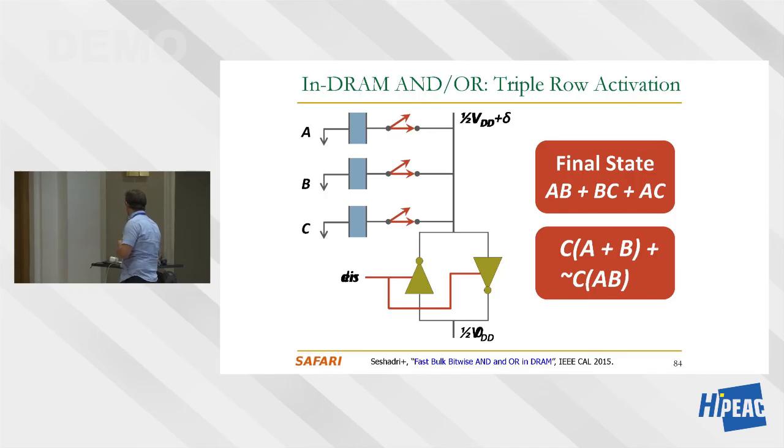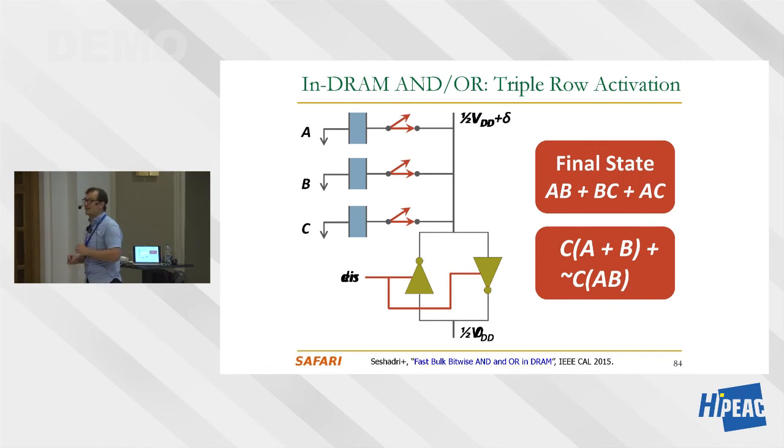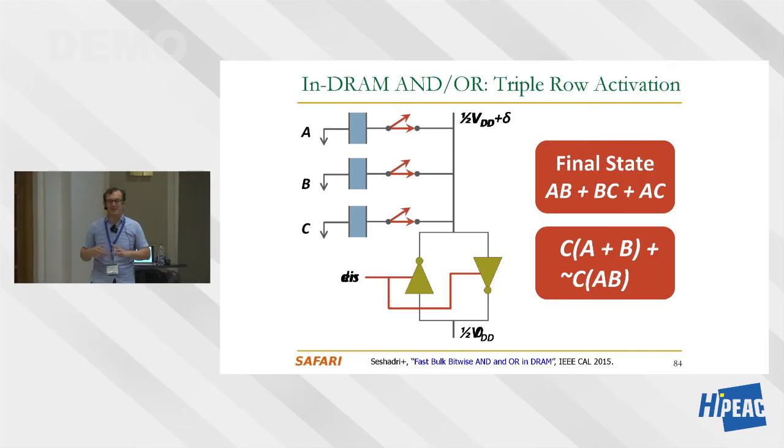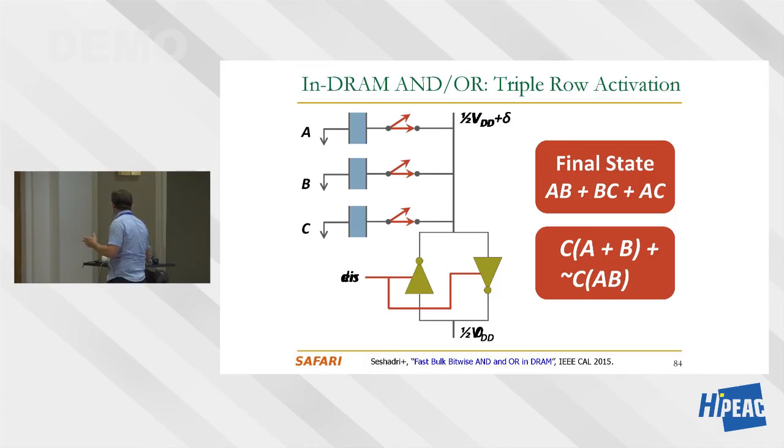And essentially, the final state is a majority function, a bitwise majority function of these 3 cells. Bitwise majority is beautiful. If you read Donald Knuth, The Art of Computer Programming, chapter 4, he talks about bitwise majority a lot. Now, bitwise majority is interesting. If you set C to 1, you get the OR function. If you set C to 0, you get the AND function of A and B. Now you can do bitwise AND, bitwise OR. Now this is looking very interesting.